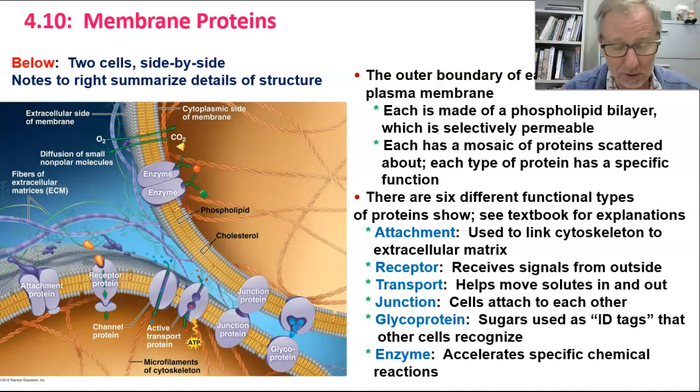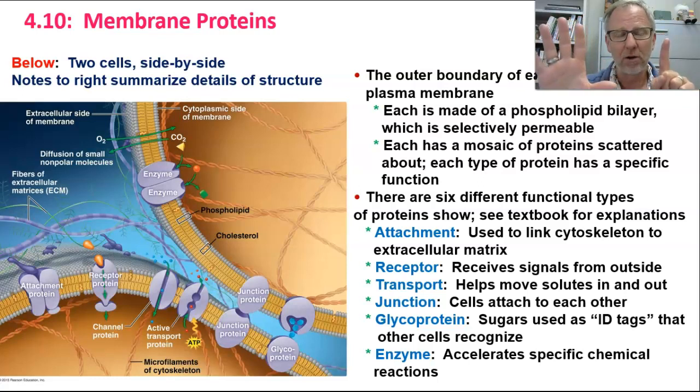which is selectively permeable, allows some things through and some things can't get through. And each plasma membrane has a mosaic of proteins scattered around. Now, what I'm really getting at here is that each of these proteins, of course, has a specific function, has a specific job it's doing. And the bottom part of the slide is summarizing 6 functional types of proteins that our plasma membranes have in them.